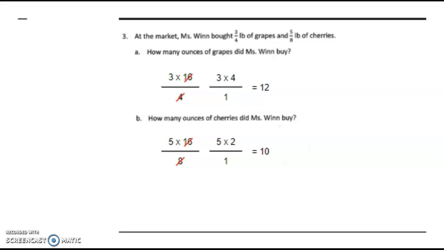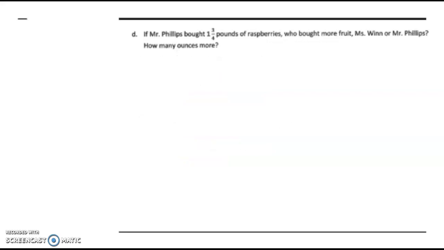Now the next one's going to be a little bit harder, so I'm going to go through that one a little bit slower. If Mr. Phillips bought 1 3/4 pounds of raspberries. Oh, sorry, this is D. I skipped C because you should be able to figure that one out. But if Mr. Phillips bought 1 3/4 pounds of raspberries, who bought more fruit, Miss Wynn or Mr. Phillips? And how many ounces more? So I'm going to go back to my problem about Miss Wynn and reacquaint myself with our original problem.